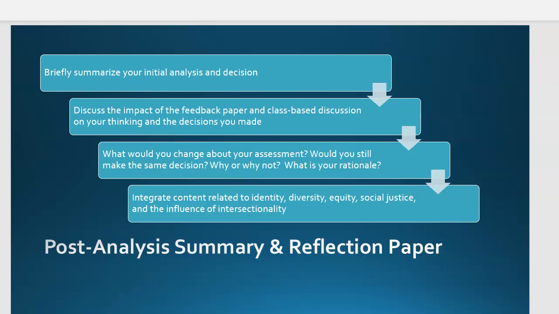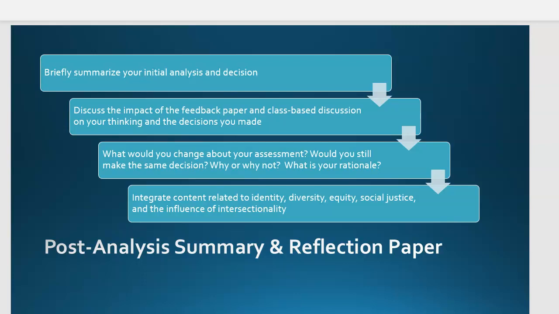I would include here too what was helpful about the class discussion, what was helpful about the feedback paper. How did it help you to think in a different way? And then finally, you're going to integrate content related to identity, diversity, equity, social justice, and the influence of intersectionality. Again, drawing on the class discussion and the feedback.